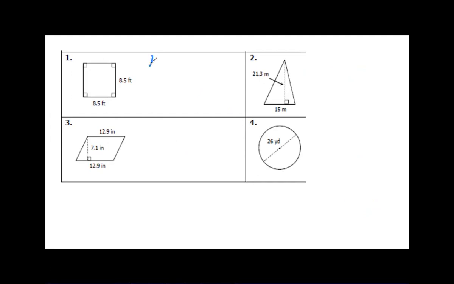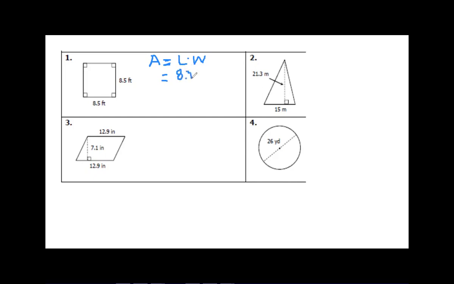Okay, so for number one, since it's a square, you can either use the formula for the square, which is s squared, s being one of the sides. I don't really like to use s. I always like to use length times width for squares and rectangles. For me, it just makes it a little bit easier. Once you have your formula written down, then it's just plugging in your numbers.